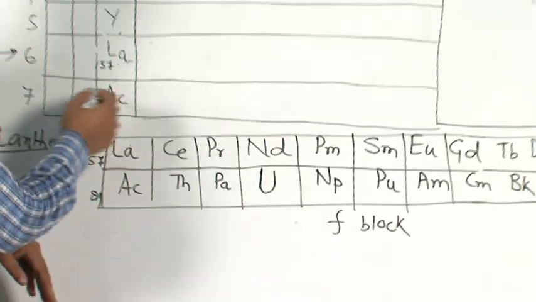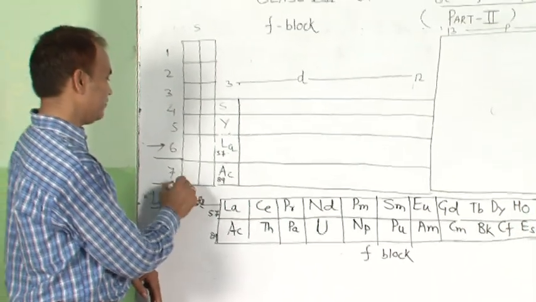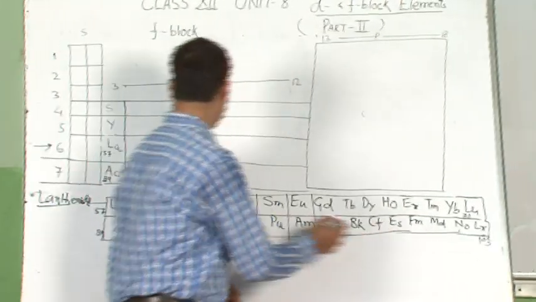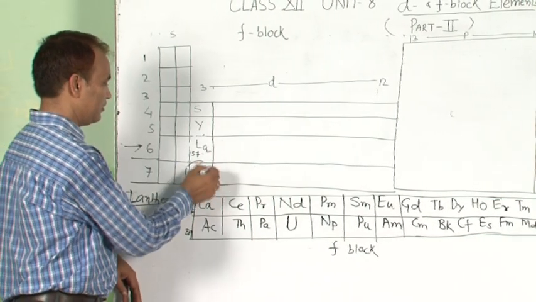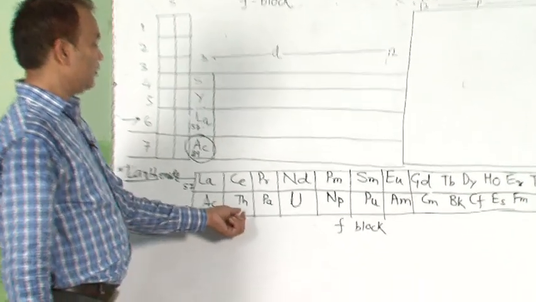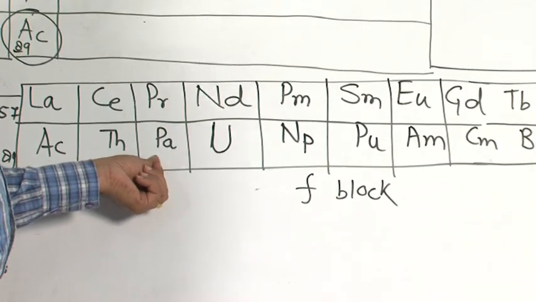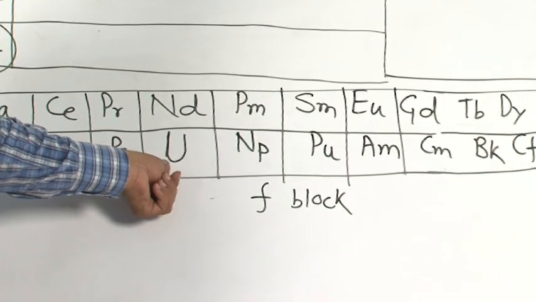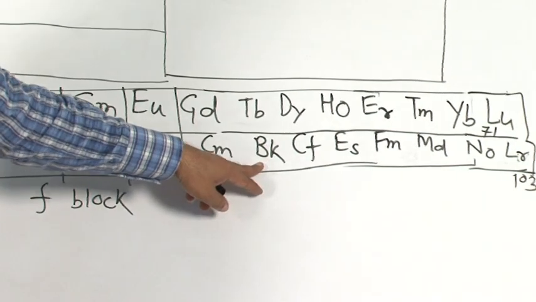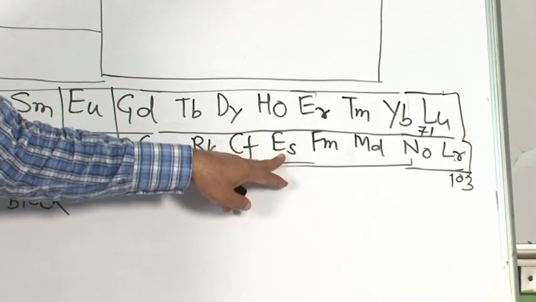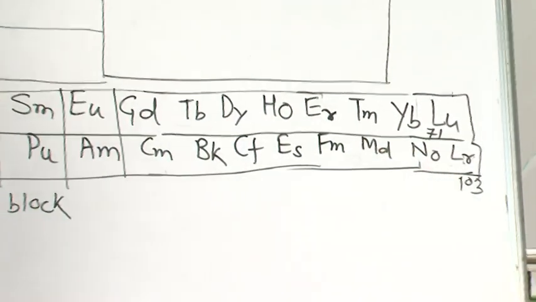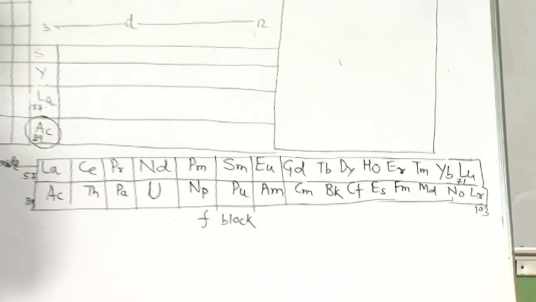And the other series in period 7, third group, atomic number 89 to 103, all these elements are kept here. These are known as actinides: actinium, thorium, protactinium, uranium, neptunium, plutonium, americium, curium, berkelium, californium, einsteinium, fermium, mendelevium, nobelium and lawrencium. These elements are known as actinides.